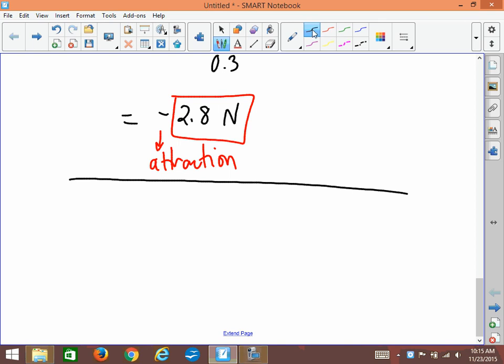Okay. So, example number 2. Let's say we have a tiny object. Let's call it a tiny ball of dust.